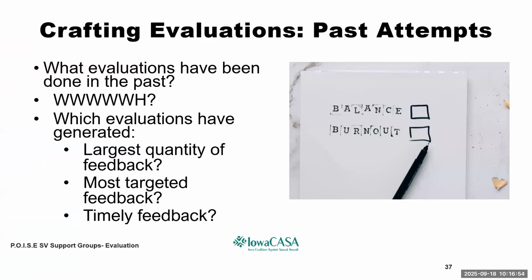We also want to be mindful of what's happened in previous evaluations that our organizations have done. We want to know and pay attention to what evaluations have been done in the past, who did the evaluation, what were they evaluating, where did they do the evaluation, why did they do the evaluation, and when did they do the evaluation. All of these different things can impact the overall success of having people complete the evaluation. And then how they did the evaluation is what we're going to talk about a little bit more.